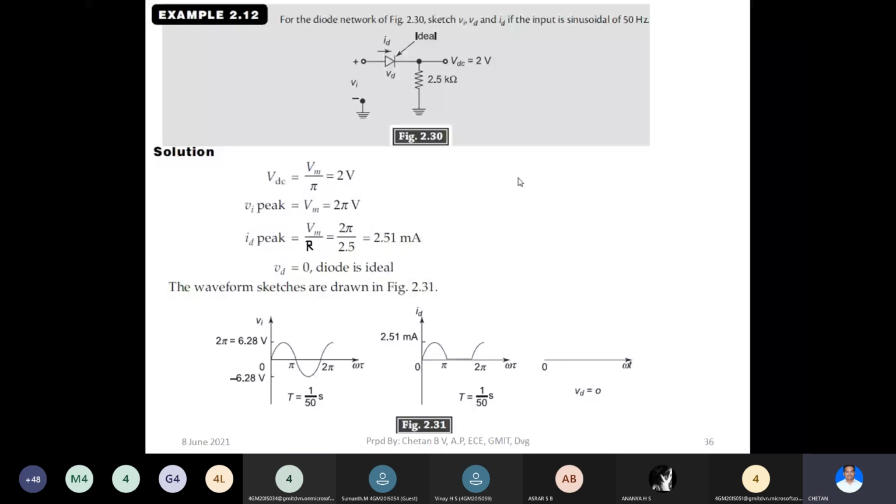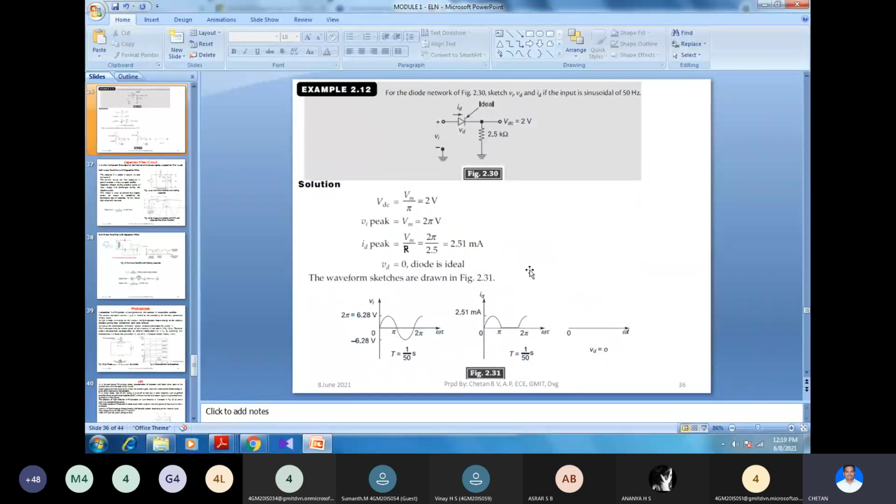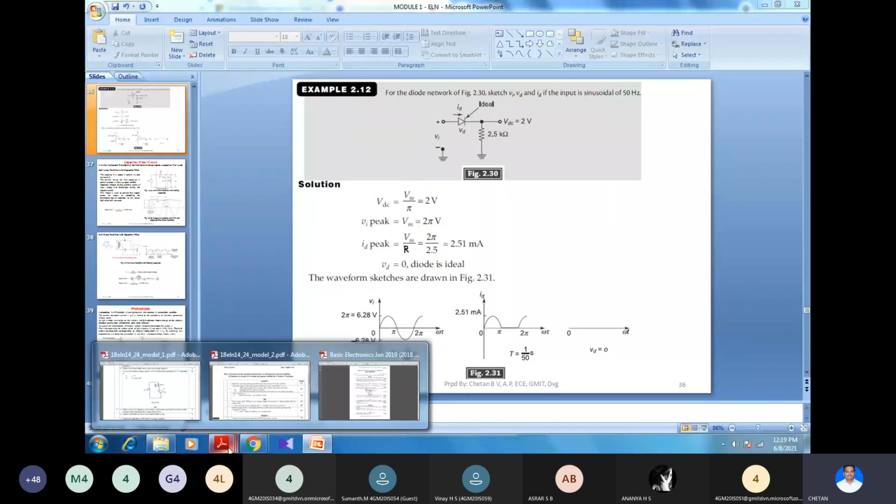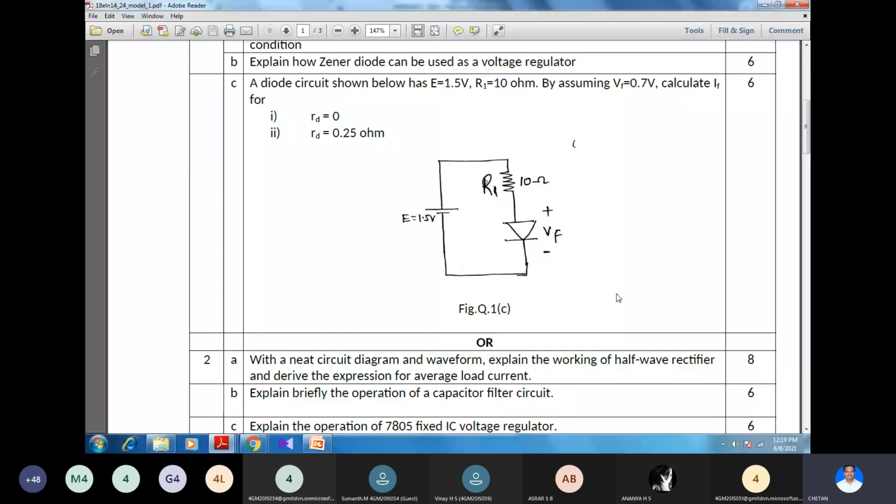So this almost completes this module 1. Now what I will do is I will pick up one problem from one of the model question papers, that is this one. I hope this is visible to you. So this is one of the questions in one of the model papers. This question is on equivalent circuit of diode or diode approximations.